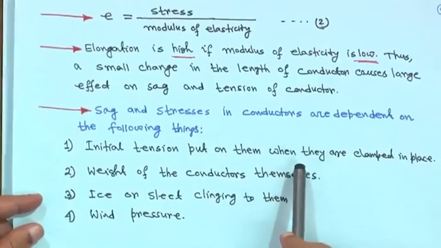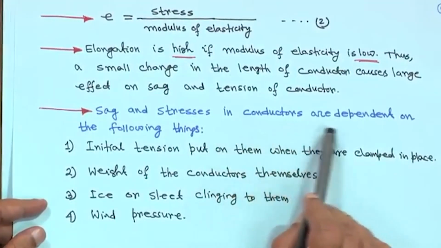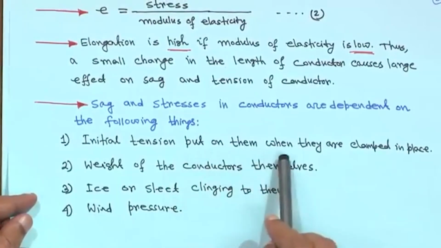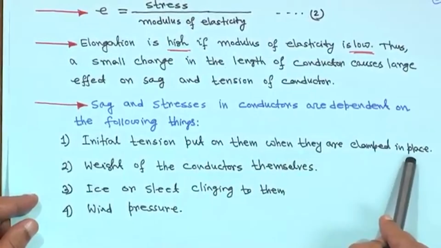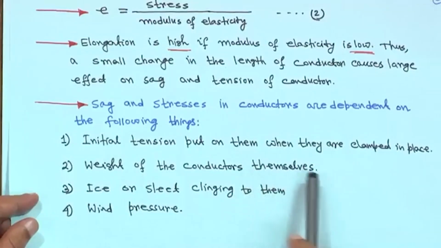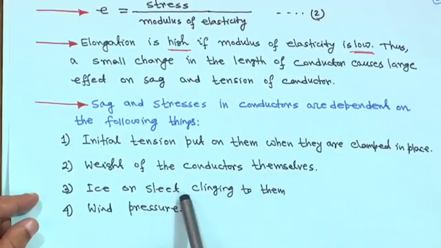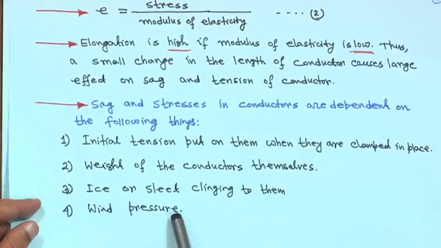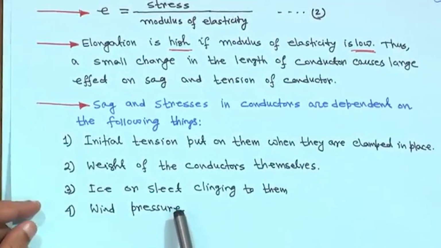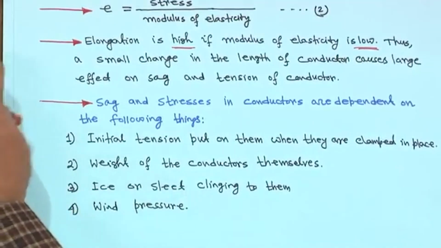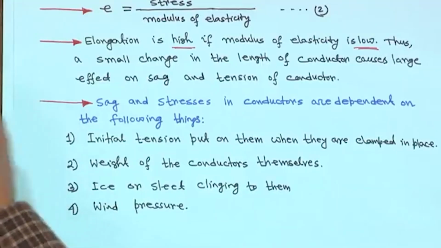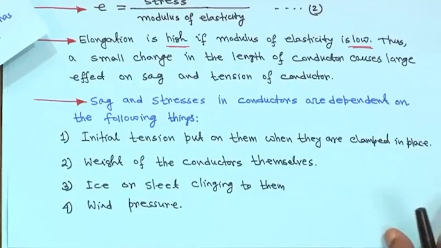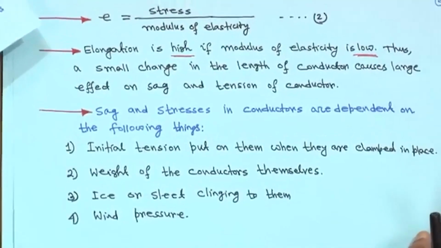Now, you see that sag and stresses in conductors are dependent on the following points. One is initial tension put on them when they are clamped in place, right. Two, weight of the conductor themselves, ice or sleet clinging to them, and then wind pressure, right. So, sag and stresses are dependent on these things. Particularly ice or sleet clinging to them is basically in the mountain area where snowfall is there.